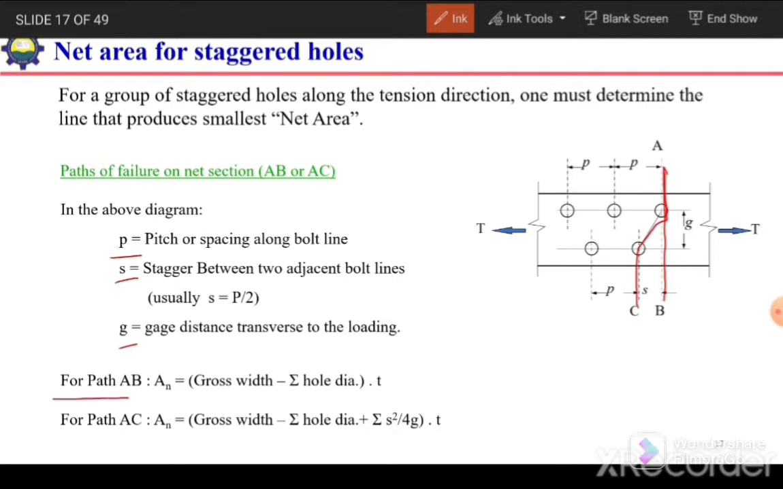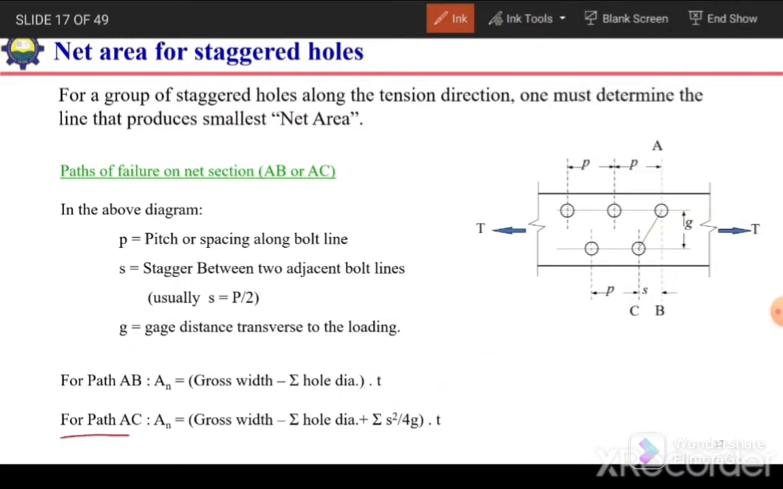So for path AB, the net area will be equal to gross width minus diameter of hole. If we subtract the diameter of this hole from this gross width and then multiply it with the thickness, it will give us the net area. It is actually equal to gross area minus area of hole. So T multiplied with the gross width will give the gross area, and diameter of hole multiplied by T will give us the area of hole.